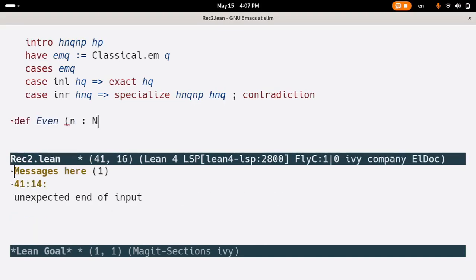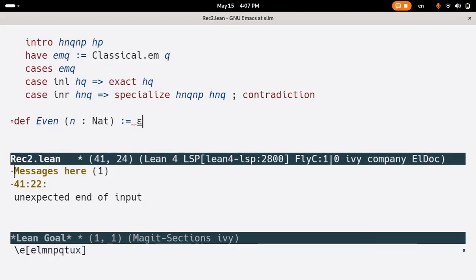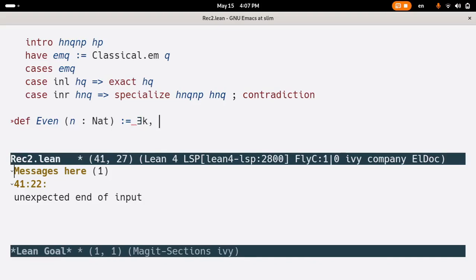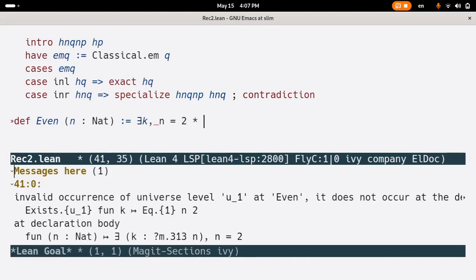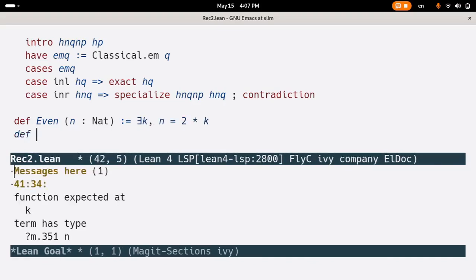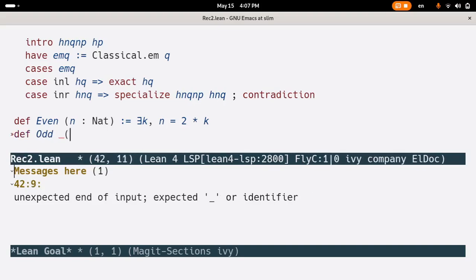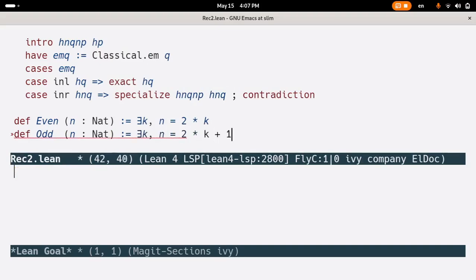We can define a proposition for even numbers. So even n is a proposition which is there exists k, n is equal to 2 times k. Similarly, we have the proposition odd n, which is there exists k, n is equal to 2 times k plus 1.